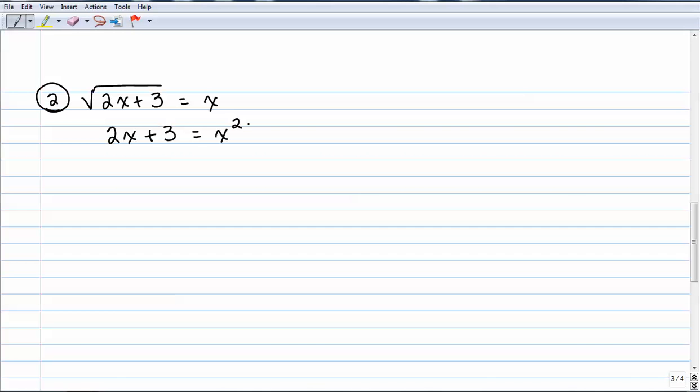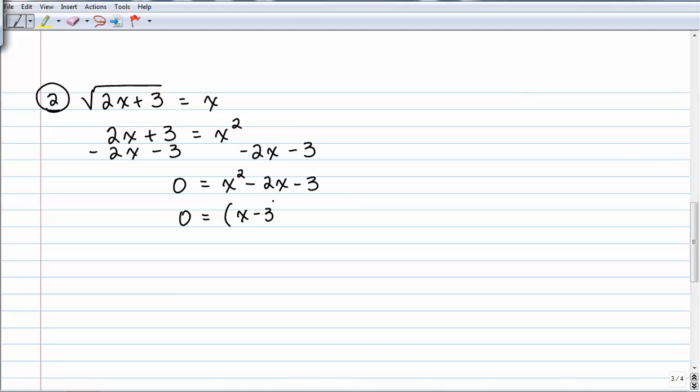Notice that my equation now has an x squared in it. That means that this is a quadratic equation. So I need to set this equal to 0. And so I'm going to subtract 2x and subtract 3 from both sides. So now I have 0 equals x squared minus 2x minus 3. I think it's always preferable to keep your x squared term positive. Now my quadratic on the right-hand side can be factored into x minus 3 and x plus 1.